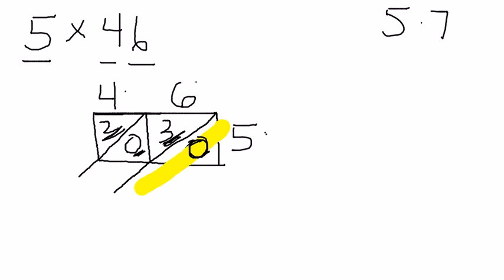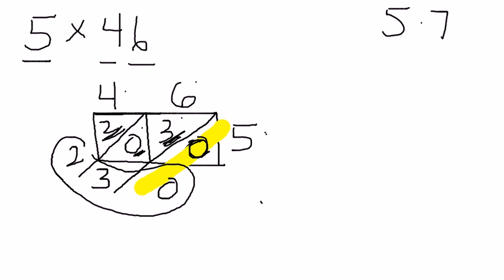So because I only have 1 0, all I'm going to do is bring it down here. But if I look in the middle column here, I have a 3 and a 0. So I'm going to add those together. 3 plus 0 is 3. And then I go to my last top column here, and it's just a 2, so I bring it down. So my answer to 46 times 5 is actually 230.